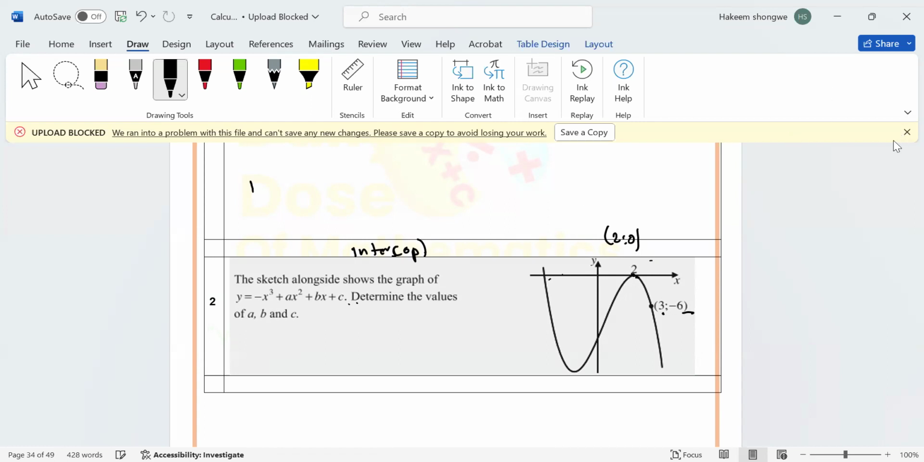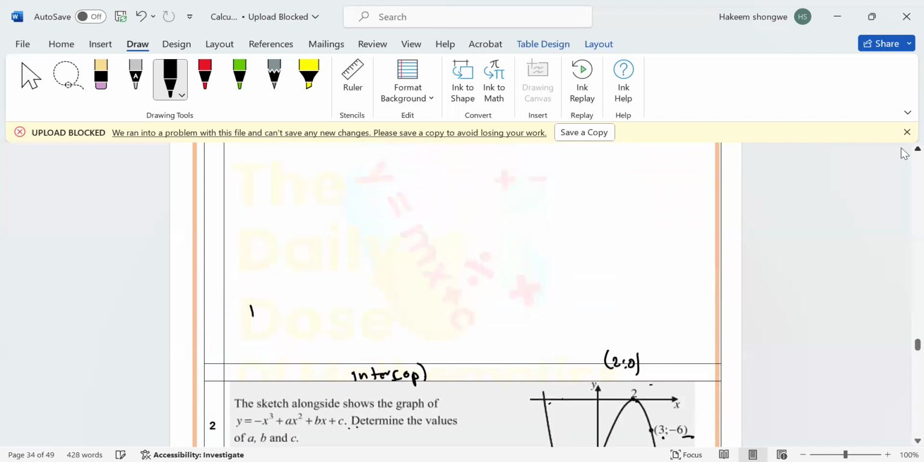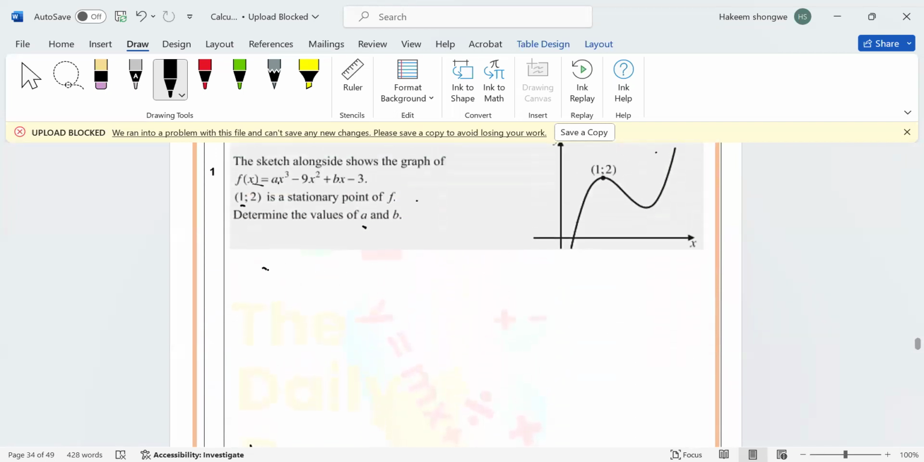With this one here, I can't use the intercept. I can't use y equals a open bracket x minus x1, because I don't have the intercepts. Can you see that again? I'm only given the turning point. The turning point is only a turning point. It's not a turning point and an x-intercept. It's just a turning point.